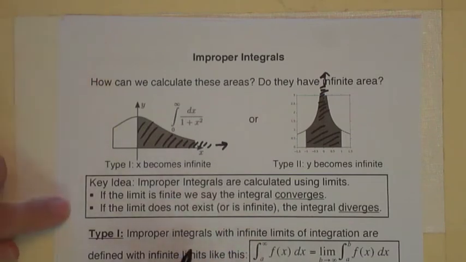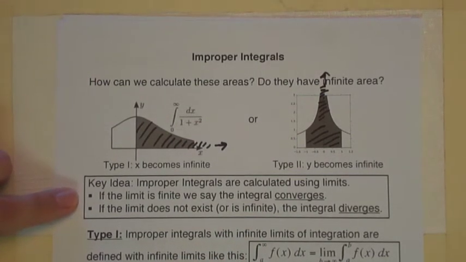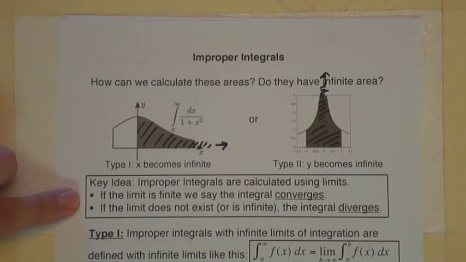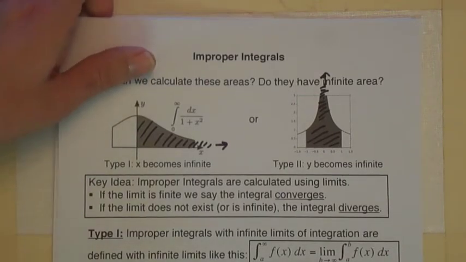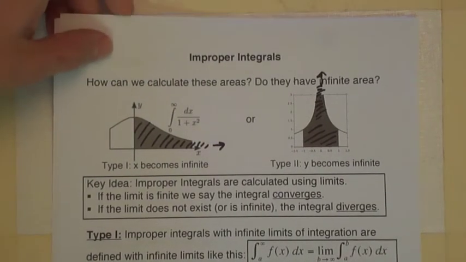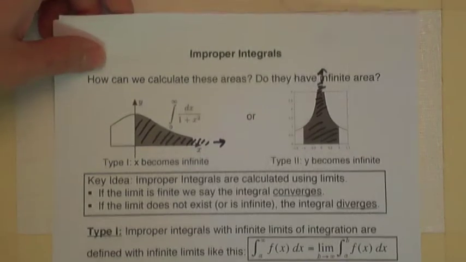The key idea is that improper integrals are calculated using limits. And two vocabulary words here. If the limit is finite, we say that the integral converges, and if the limit is infinite or does not exist, we say that the integral diverges. So converges and diverges, two very important vocabulary words. Let's talk about each of the two types.